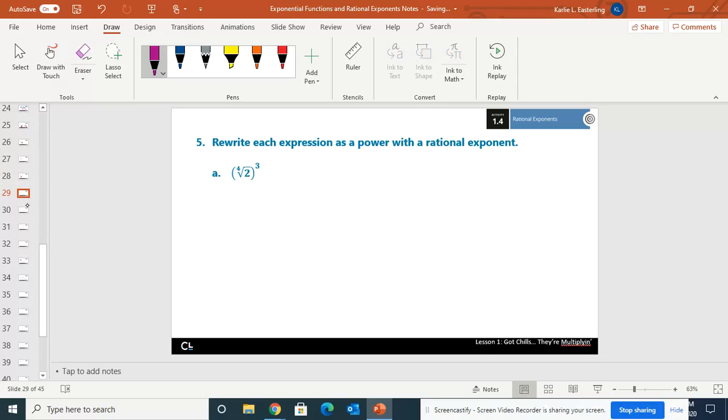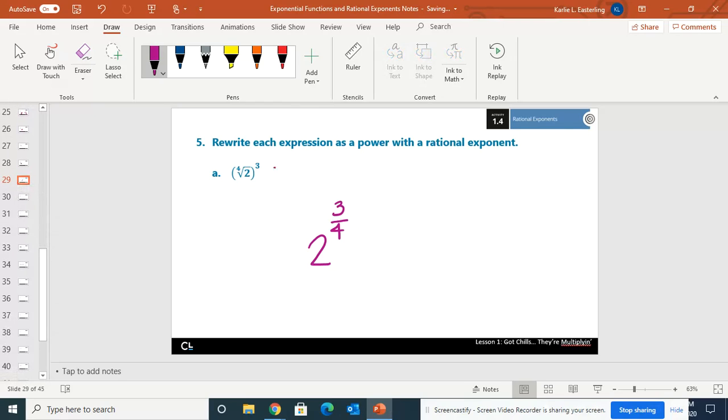So now we're going to rewrite each expression as a power with a rational exponent. So you're going to be writing your base here. Here we'll be writing 2 with a fractional exponent. That's what rational exponent means. The number that is the exponent in this problem is that 3, so that 3 is going to be on top, and the number that's with our root is that 4. That's how you're going to go about rewriting these.